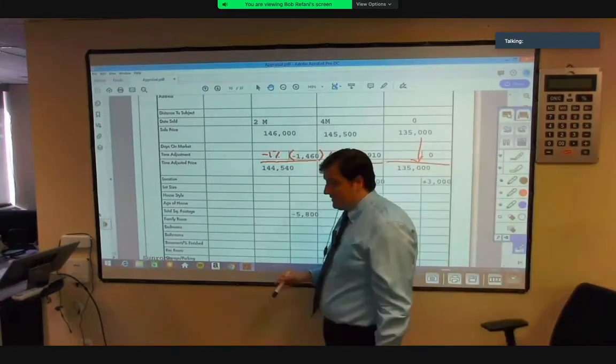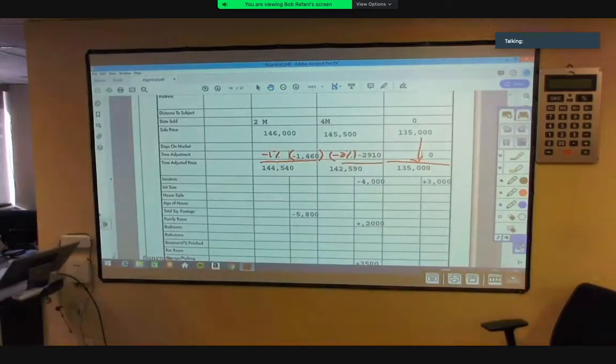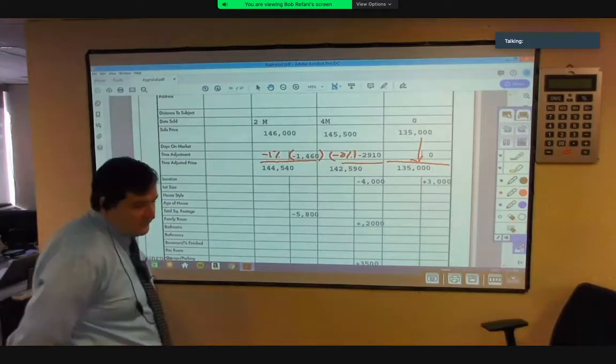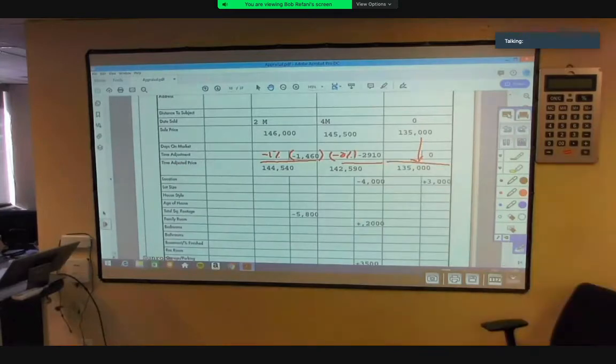So the first question, write it on top of this page. What are the time adjusted sale prices for comparable number 1, 2, and 3? 3 marks.